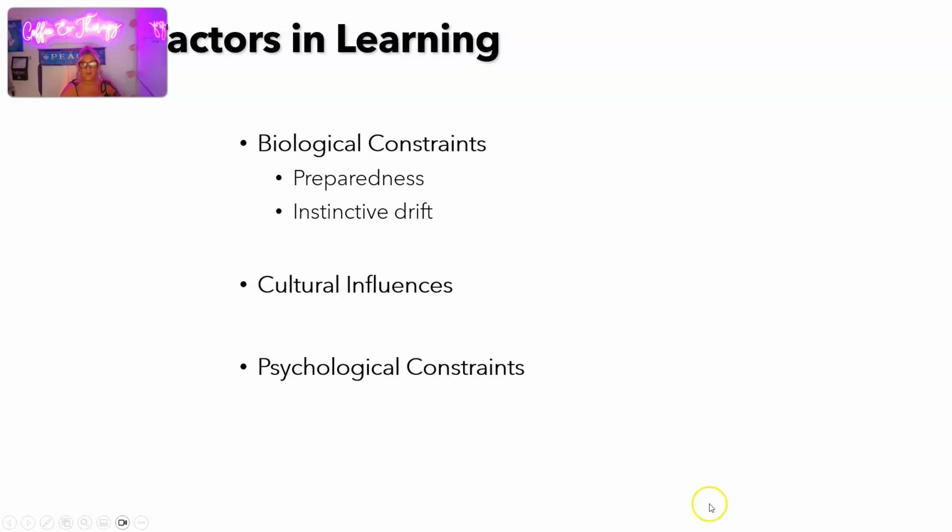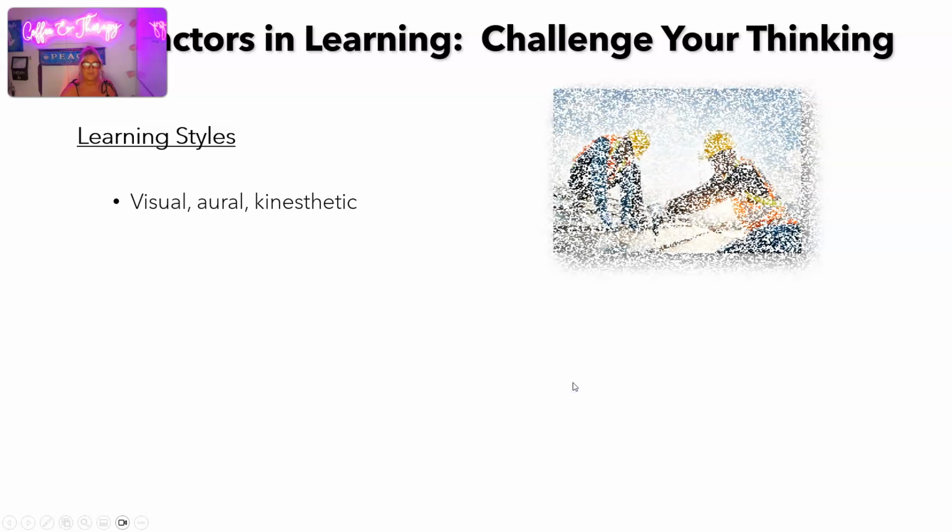Some more things to just run through: biological constraints, preparedness. Are we prepared? Instinctive drift. You can look at this further in your text. Cultural influences: there are always going to be cultural influences, and there are going to be psychological constraints. So mindset. Do you have a fixed mindset? Do you kind of stop where you're at, like, this is what I know, this is what I've learned, I'm not willing to go any further? Or do you have a growth mindset where you're willing to take other perspectives and other things into consideration?